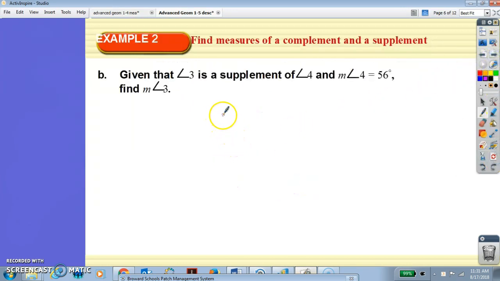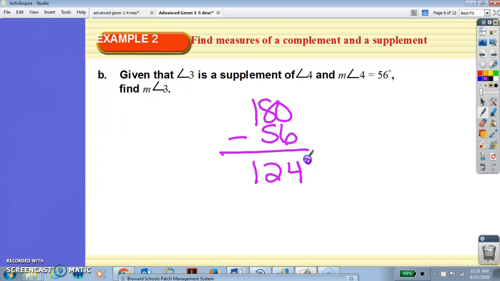What is the supplement of 56? If 3 and 4 are supplements, and 4 is 56, what is angle 3? What do I do? 180 minus 56, 124 degrees.